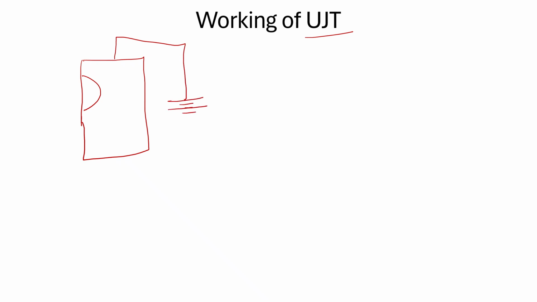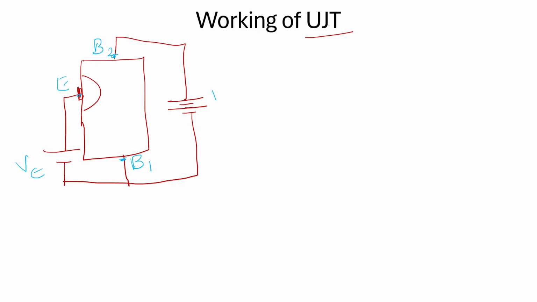So we have three terminals for the unijunction transistor. I'll be showing it right now. Yes, the terminals are base 1, base 2, and emitter. This is the emitter terminal. The supply voltage is VE, and this is the voltage given across base 1 and base 2.